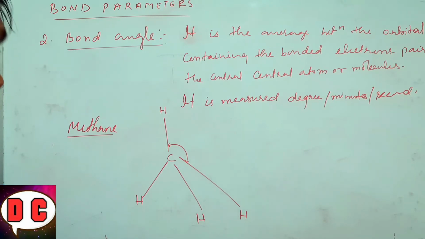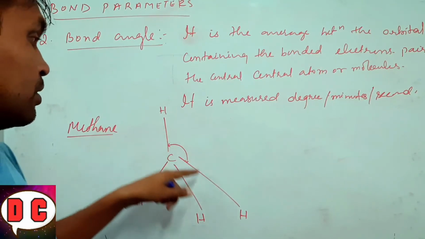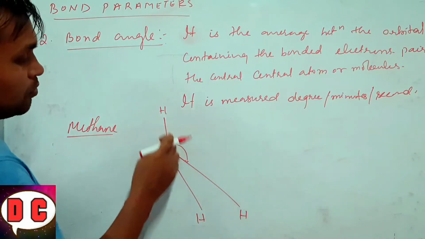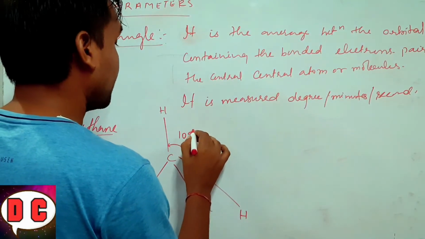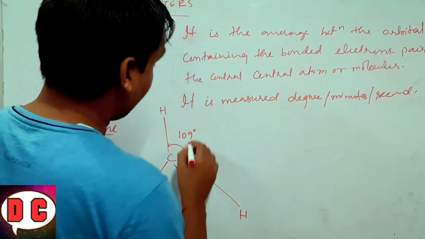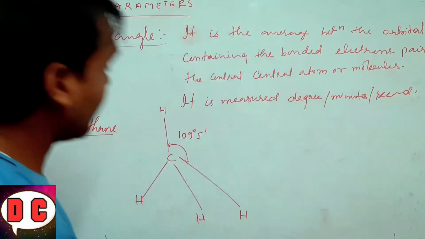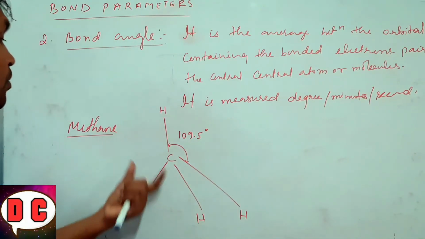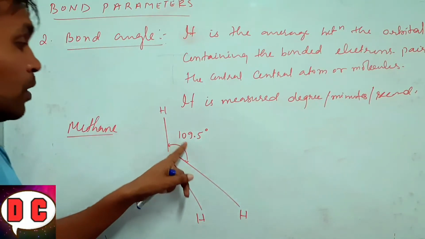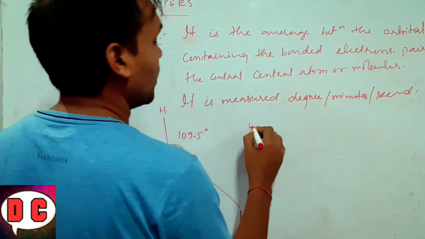It is the average distance between the orbitals containing the bonded electron pairs. So the distance between these two we call the bond angle. And what is the bond angle here? 109.5 degrees. So this is the bond angle of methane. What kind of structure 109.5 degrees means, we will discuss in the later part of the chapter.